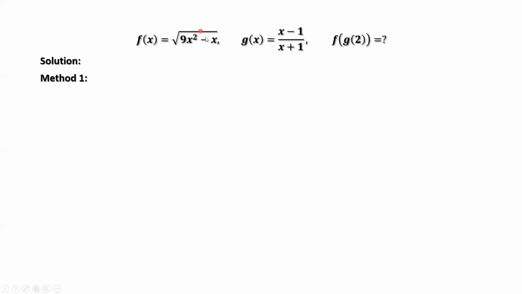This is the given condition. F of x equals square root of 9x squared minus x. How to find f of g of x? We just replace x by g of x from this given equation. Therefore, we have f of g of x equals square root of 9 times g of x squared minus g of x.